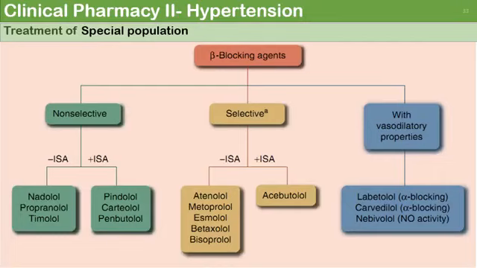This diagram shows the classification of beta blocker agents. They can be classified as selective and non-selective, and by intrinsic sympathomimetic effect. First, non-selective with negative intrinsic sympathetic activity, like nadolol, propranolol, and timolol, or with positive intrinsic sympathetic activity, like pindolol and carteolol. Selective with negative intrinsic sympathetic activity are atenolol, metoprolol, esmolol, betaxolol, and bisoprolol. Only acebutolol is selective with positive intrinsic sympathetic activity.